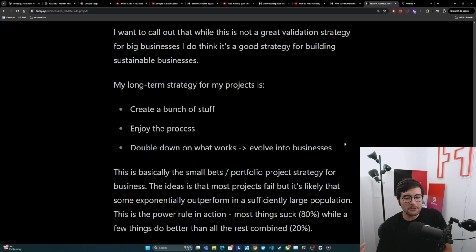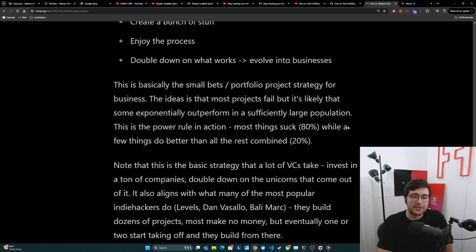The idea is that most projects fail, but it's likely that some exponentially outperform in a sufficiently large population. And this is the power rule in action. Most things suck, like 80% of them, while a few things do better than all the rest combined, probably like 20%. Note that this is the basic strategy that a lot of VCs take. Invest in a ton of companies and double down on the unicorns that come out of it. This is stuff like Y Combinator and Techstars and stuff like that.